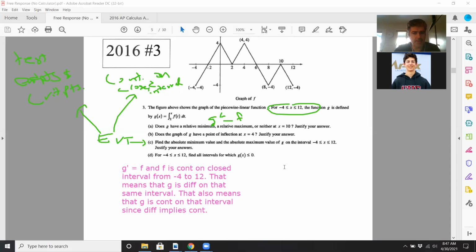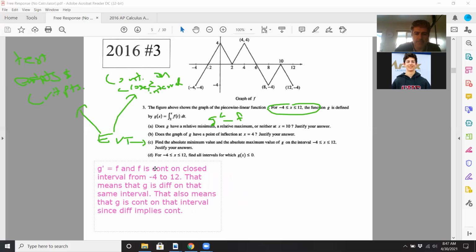G prime equals F, duh, we said that already. Of course, F is continuous in the closed interval from -4 to 12, duh, look at the graph. So therefore, G is differentiable, right? Because we established that G prime equals F. If F is continuous, therefore G prime is continuous, meaning that G is differentiable on that interval. And if you're differentiable, then you're also going to be continuous, because we talked about that from the first unit back in the fall.